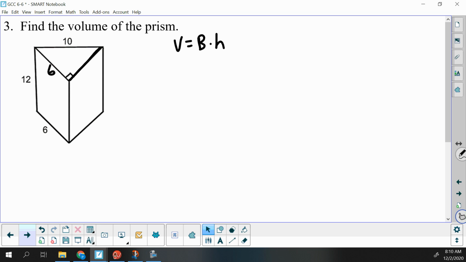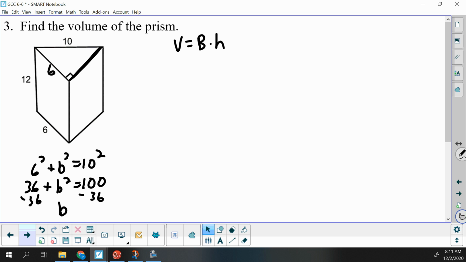We need to find this length here so that we can find the area of that base, the area of the triangle. It's a right triangle, so we can do the Pythagorean theorem. We can do 6 squared plus b squared equals 10 squared. 6 squared is 36, so I have 36 plus b squared equals 100. We'll subtract the 36 over, and we'll get b squared is 64. And when you take the square root, we get b is 8.